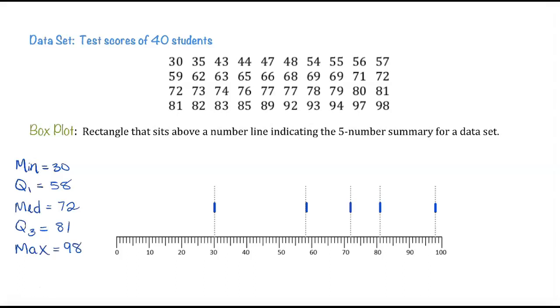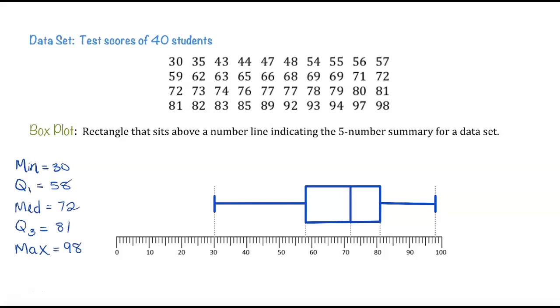The next step in creating a box plot is to draw a box. We will create a rectangle that spans from Q1 to Q3. And inside the rectangle, we draw a line for the location of the median. The last step is to draw a center line from the box to the minimum and to the maximum. And that is a box plot.